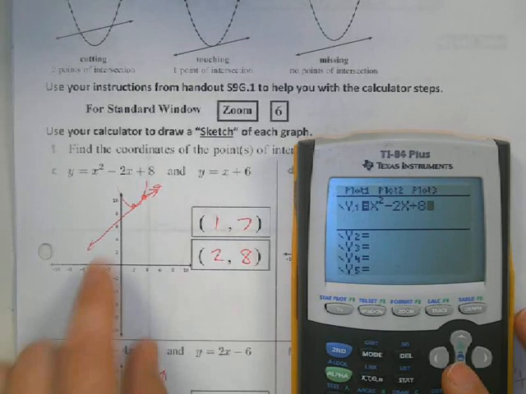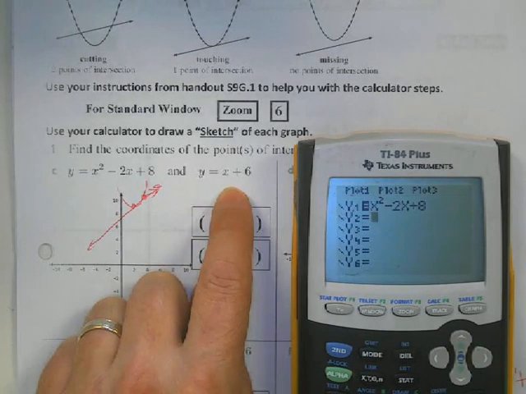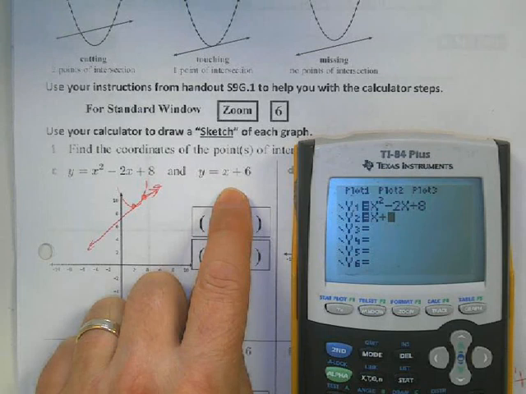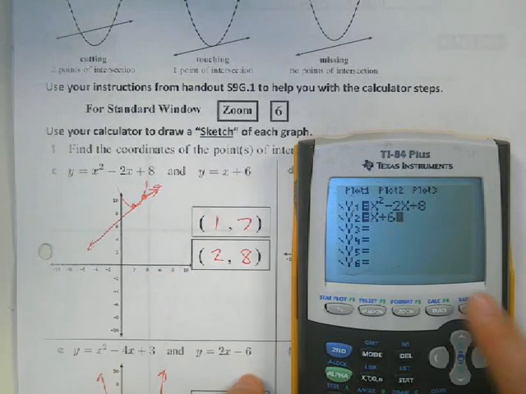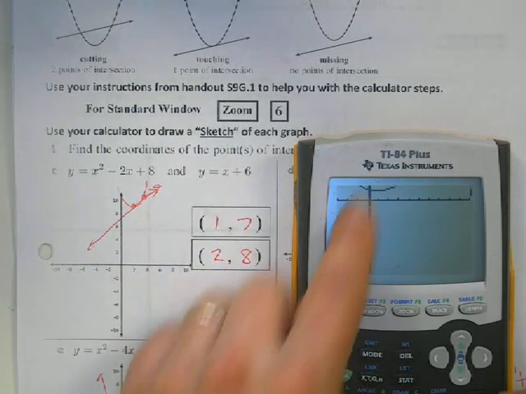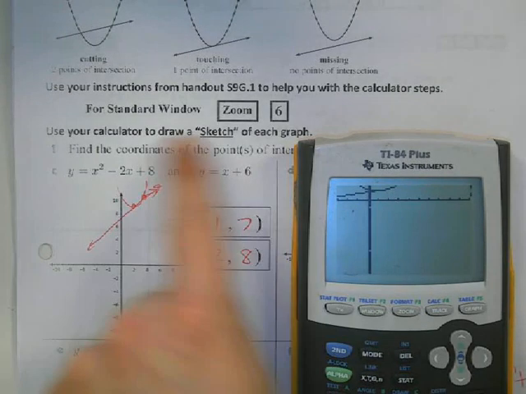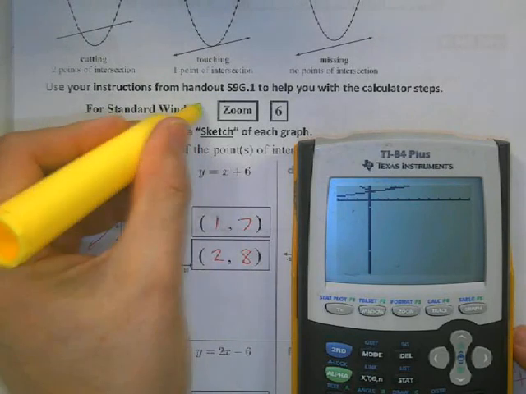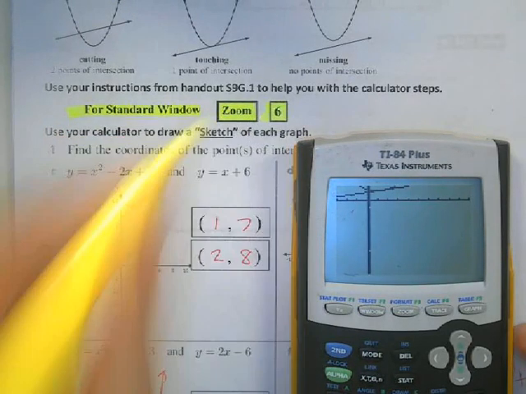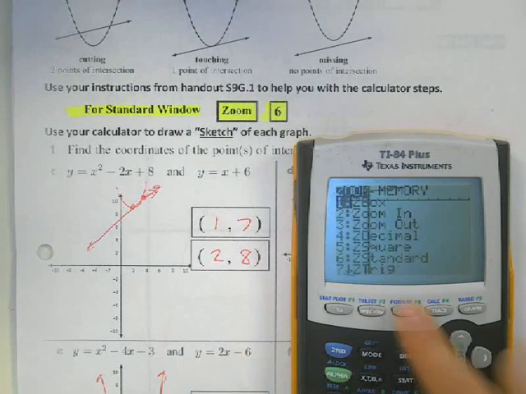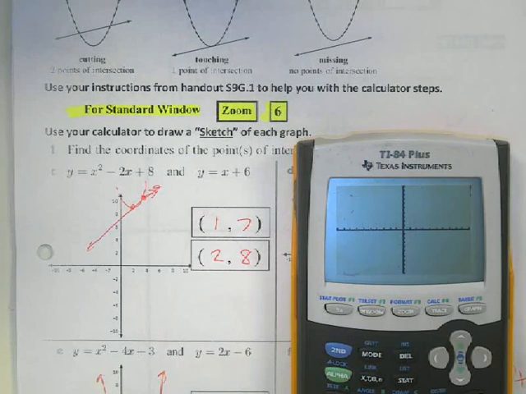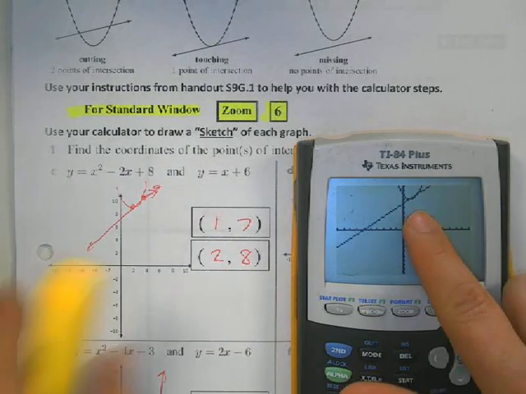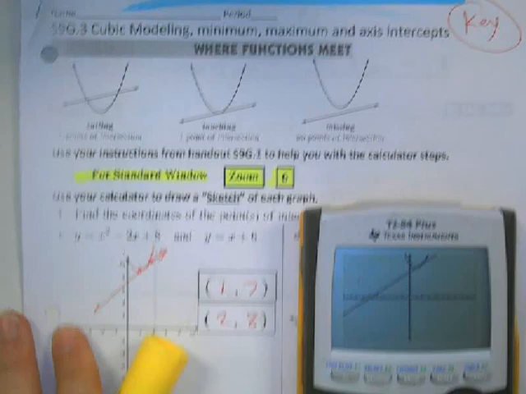Okay, and then the other equation is y equals x plus 6. So if I hit graph, ooh, my graph, the axis is wrong. Oh, duh, I didn't read the instructions. For the standard window, press zoom 6. Oh, look at that window. Now, this looks like it only intersects touching once, but it actually is touching twice.